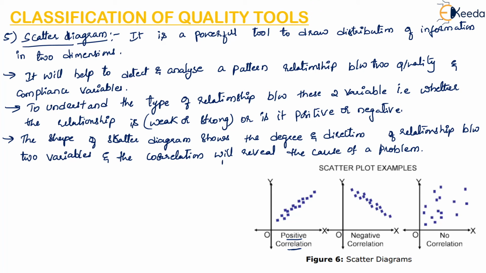Here we have taken an example of a scatter plot. We can see there is a positive correlation, which shows a rise in this direction of these two variables. If it is going downward, it is a negative correlation. If it is scattered, then there is no correlation between these two variables. So this is the scatter diagram.